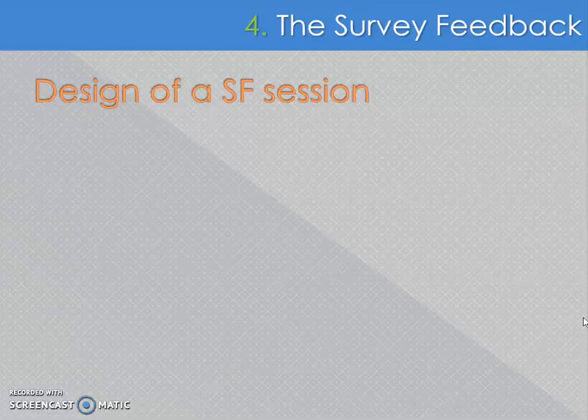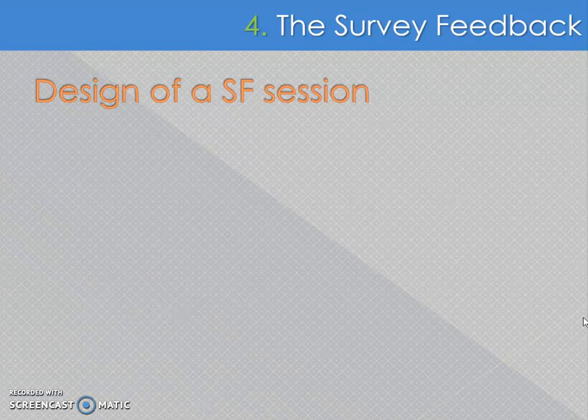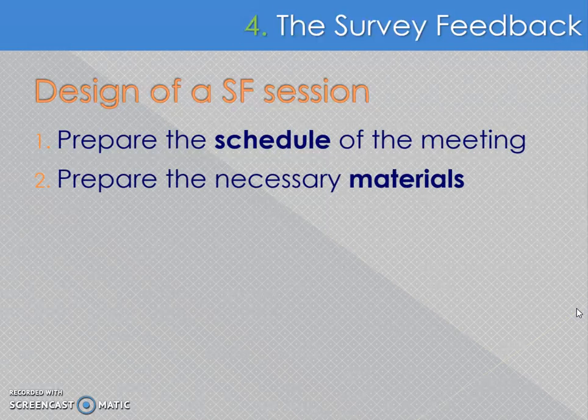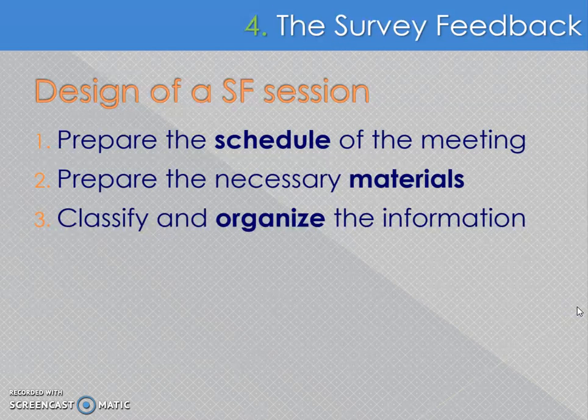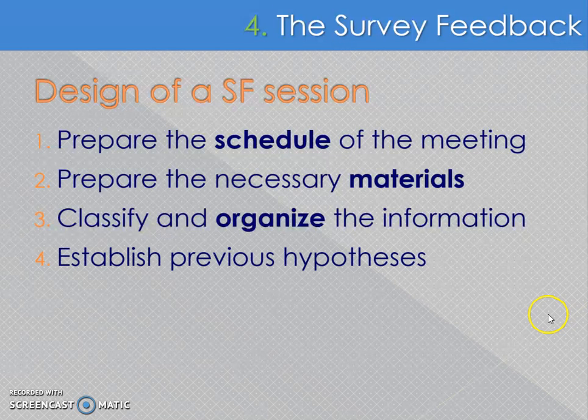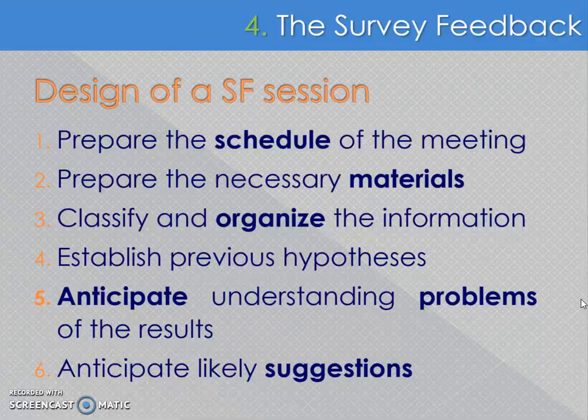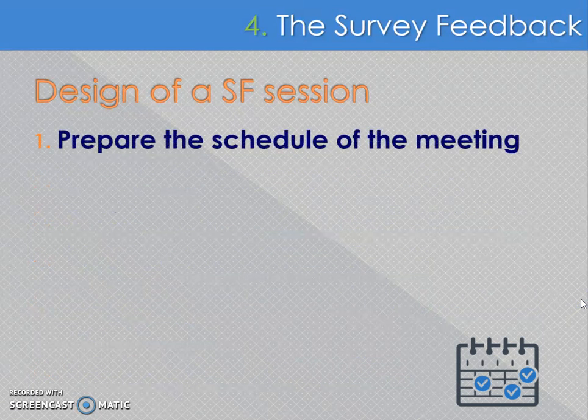What is the recommended design of a survey feedback session? Here we have 6 stages that we must consider. Prepare the schedule of the meeting, prepare the necessary materials, classify and organize the information, establish previous hypotheses, anticipate understanding problems of the results, and anticipate likely suggestions. Let's see each one of them. Prepare the schedule of the meeting, the first point.